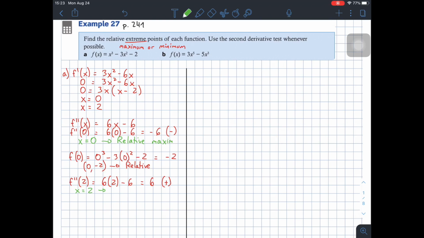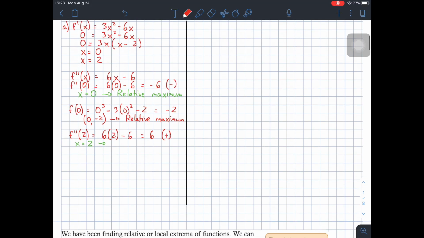Maximum, and this should say relative maximum there. So at x equals 2, we have a relative minimum according to our rule.